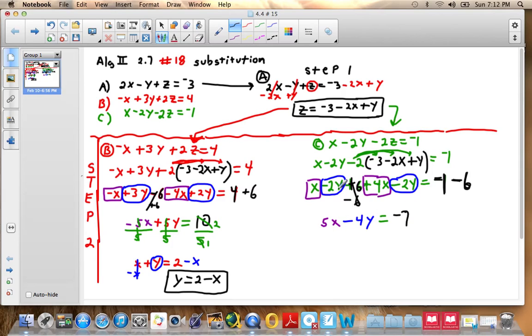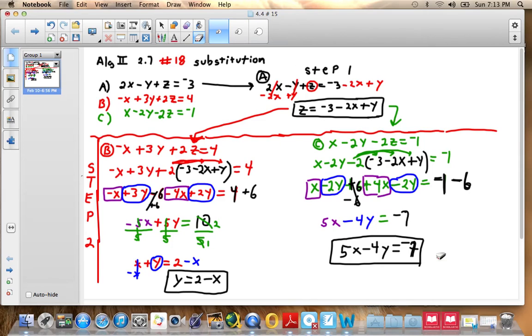So then my third value is 5x minus 4y equals negative 7. Okay? Negative 7. Yeah, let me clean that up a little bit. Sorry for the delay. Okay, makes that negative 7.